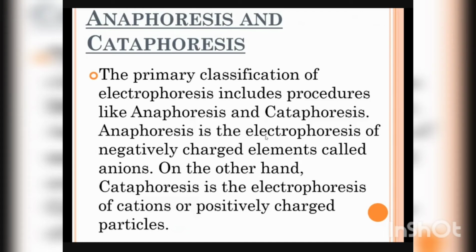Anaphoresis and cataphoresis. The primary classification of electrophoresis includes procedures like anaphoresis and cataphoresis. Anaphoresis is the electrophoresis of negatively charged particles called anions, while on the other hand, cataphoresis is the electrophoresis of cations or positively charged particles.